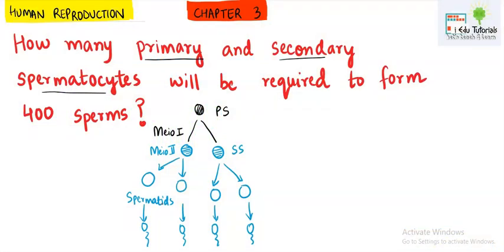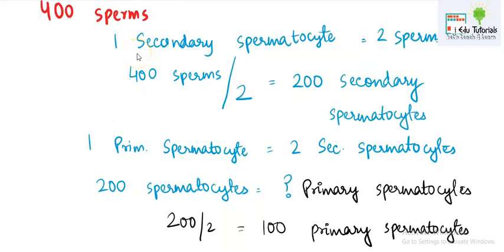So the logic is one primary spermatocyte forms 2 secondary spermatocytes. One secondary spermatocyte is giving birth to 2 sperms. So herein we have to do the calculation of 400 sperms. Now we have to apply our knowledge, whichever we have gained through spermatogenesis, on the question of 400 sperms. So we know that one secondary spermatocyte produces 2 sperms. So of course, how many secondary spermatocytes will be required to form 400 sperms? We just need to make it half. Simple mathematics. So the answer will come 200 secondary spermatocytes.